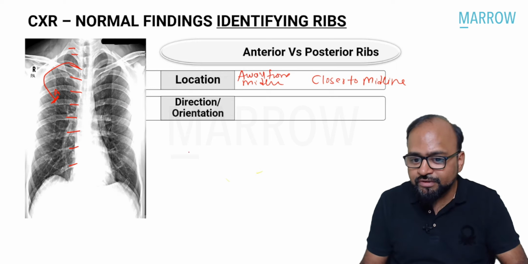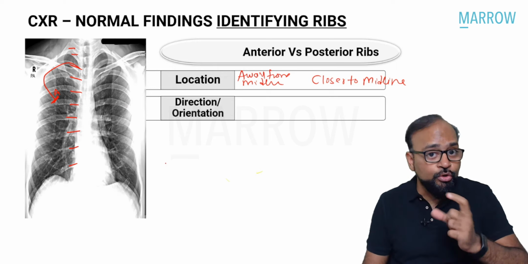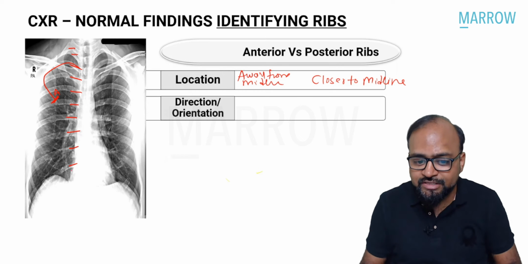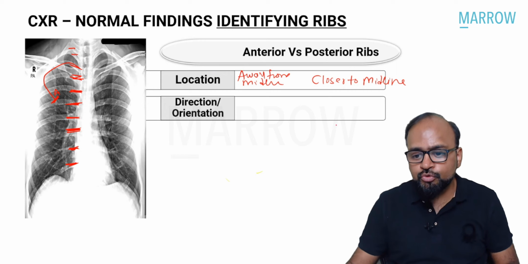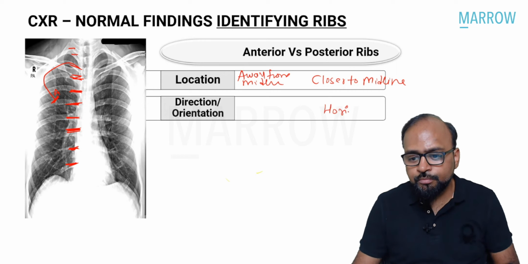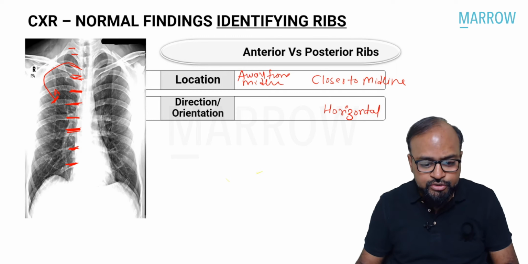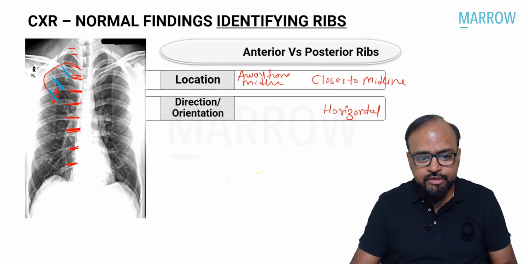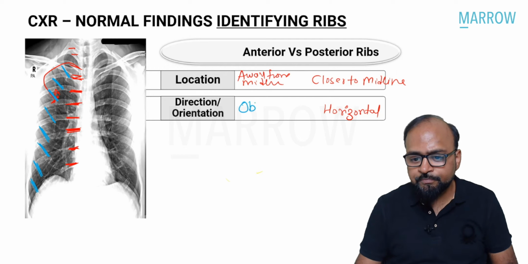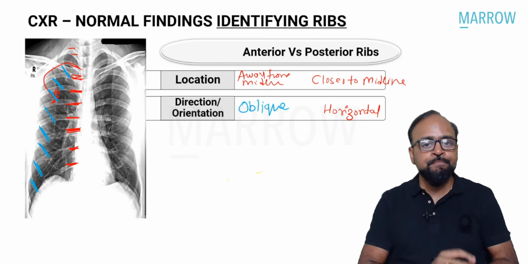Another way to distinguish between them is to look at their direction or orientation. As I've drawn these red lines here, can you see most of them are horizontally oriented like this? So posterior ends of ribs are predominantly horizontal in their orientation, whereas all these anterior ends of ribs are obliquely oriented like this. So let us summarize.